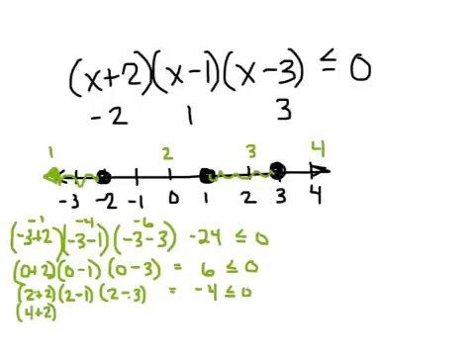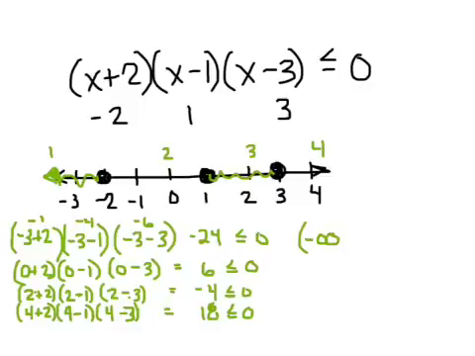4 plus 2 is 6. 4 minus 1 is 3. 4 minus 3 is 1. When I multiply those together, I get 18. Is 18 less than or equal to 0? No. So now in this case, I have 2 different parts. I have a shade to the left of -2, and I have a shade in between 1 and 3. So I have to write both parts down.